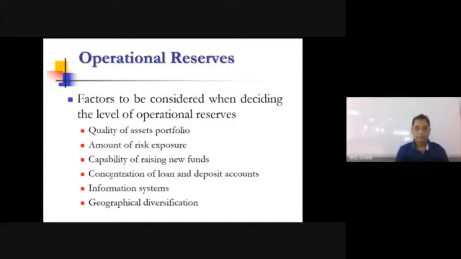Quality of your asset portfolio, amount of risk exposure, capability of raising new funds, concentration of loans and deposit accounts, information systems, geographical diversification. So let's just go one by one. Now you are sitting there and you're thinking, okay, now I know what my deposit maturities are. I know what my loan requirements are. I know that people will require me to do this over the next 3 months. Okay. How do I manage my reserves?